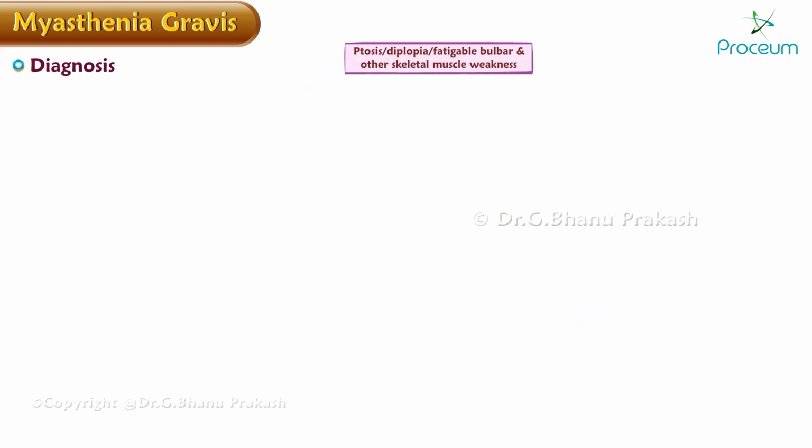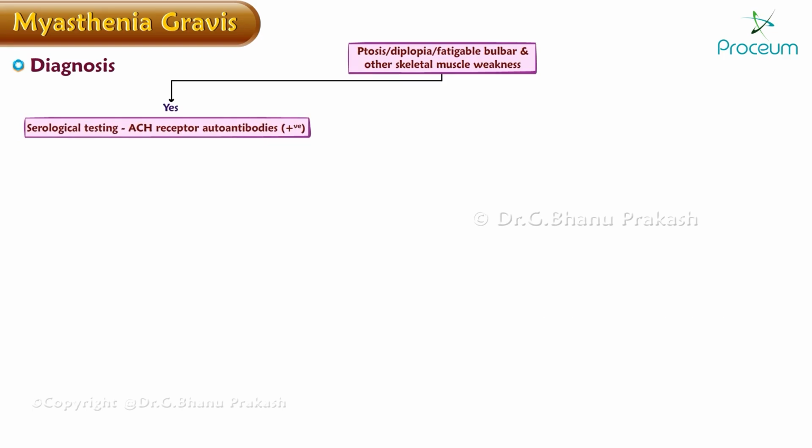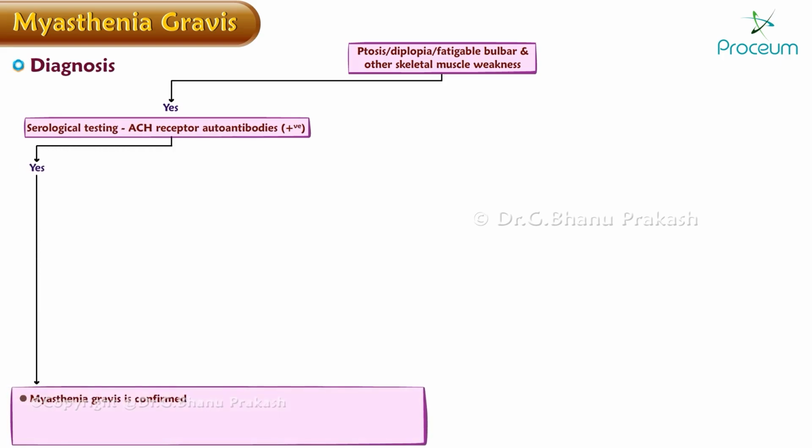Look if clinical features like ptosis or diplopia or fatigable bulbar and other skeletal muscle weakness are suggestive of myasthenia gravis. If yes, perform serological testing for acetylcholine receptor autoantibodies and see if the results are positive. If yes, myasthenia gravis is confirmed. Evaluate for associated conditions: CT or MRI of mediastinum for thymoma, and assess thymic anatomy and thyroid function test for autoimmune thyroid disease. Perform serological testing for acetylcholine receptor autoantibodies and see if the results are positive.